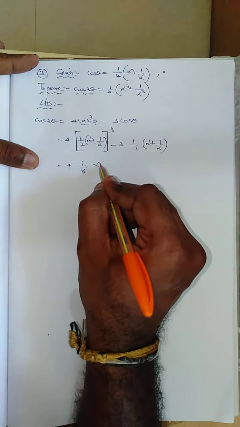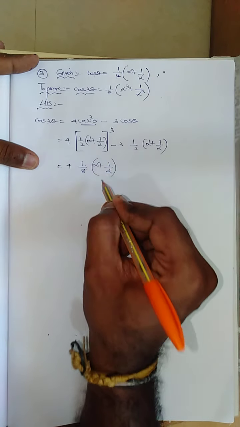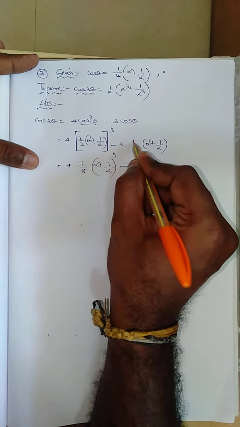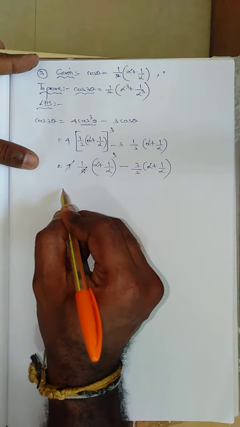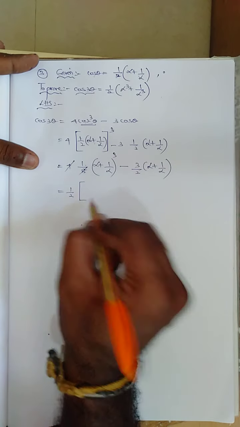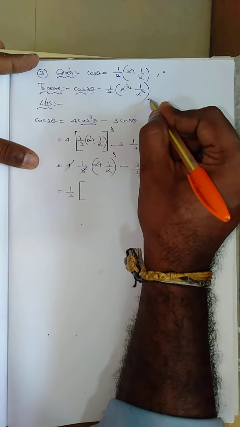Here apply cube: (alpha plus 1 by alpha) the whole cube. 3 into 1 is 3 by 2 (alpha plus 1 by alpha). Both will be cancelled, so it becomes 1 by 2. Open the bracket, alpha plus 1 by alpha. You want to know this formula.